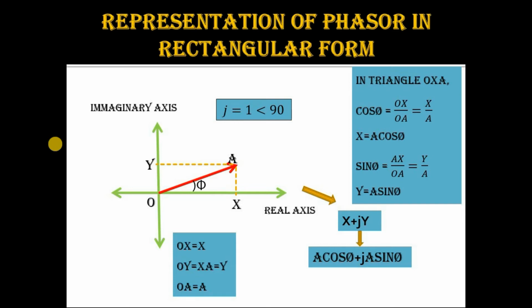Then we can express the same in exponential form also. How to express in exponential form? E power j phi. If you write e power j phi, it is exponential form, because we know e power j phi is equal to cos phi plus j sin phi. So A cos phi plus j sin phi is equal to A e power j phi.